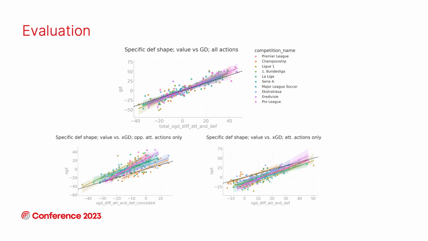So if you fit these two models, this is just a bit of evaluation. Each dot here is a team over a season, split out by competition. These are correlations with a few different quantities. If you sum up the value of all events for a team over the season and compare that to their goal difference, the correlation is very strong. The correlation with expected goal difference is much stronger, because it's designed to be. But the values that come out correspond to goal difference, basically.